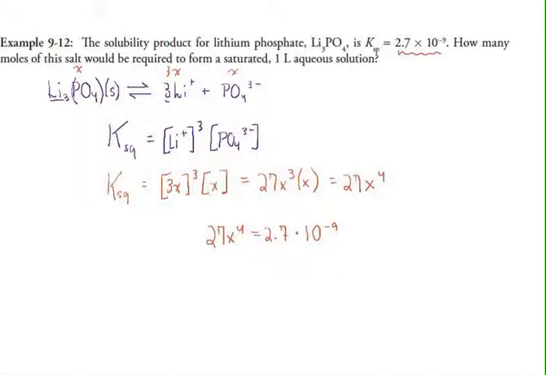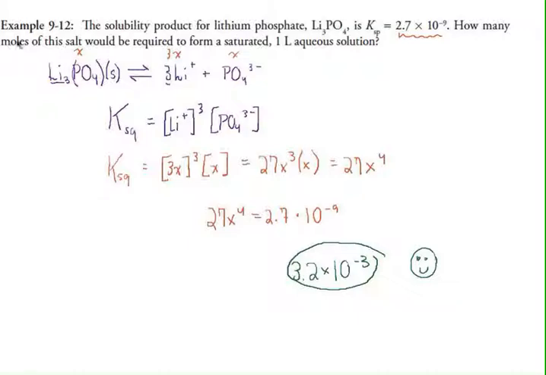So again, if you feel like it, do a quick pause here, see if you can solve for x, and then I will confirm for you. Okay, so if you found that x should equal 3.2 times 10 to the negative third or thereabouts, you're doing awesome. Congratulations.